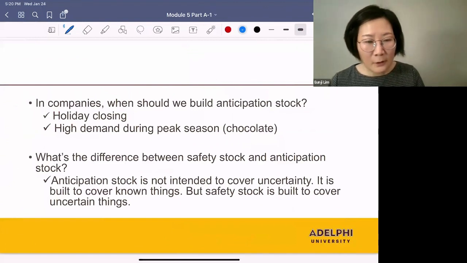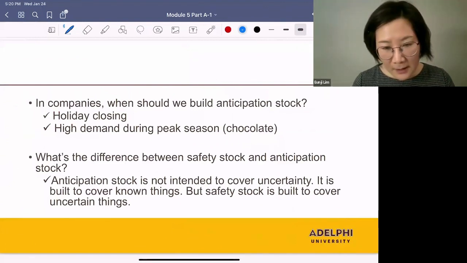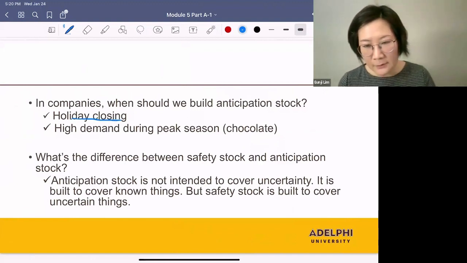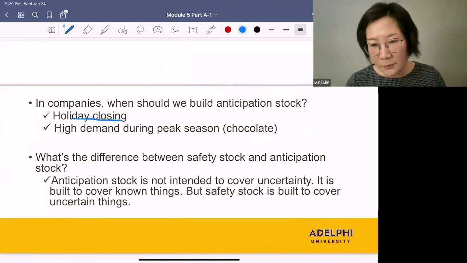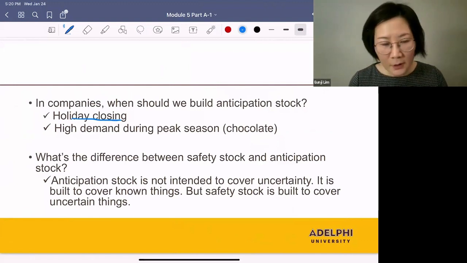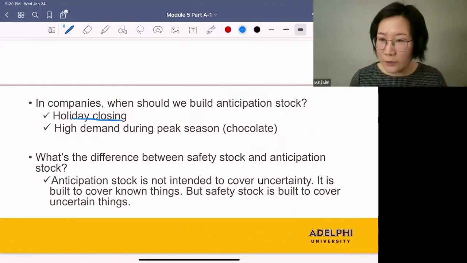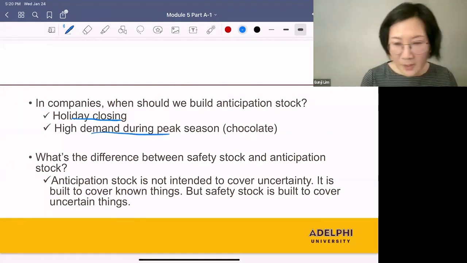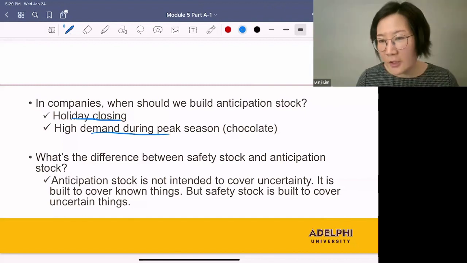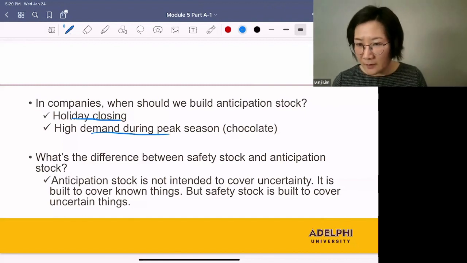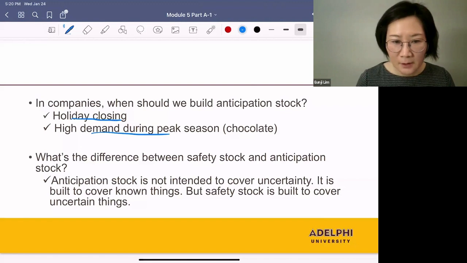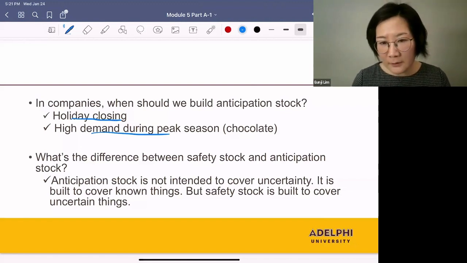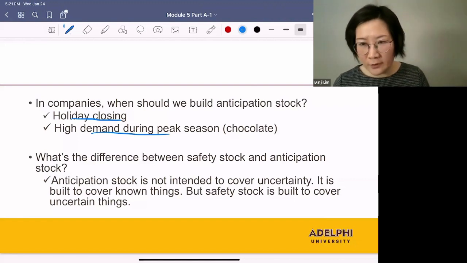So in companies, when should we build anticipation stock? Companies are closed for holidays. We know that for certain. And so before the holiday season comes, we need to produce more stock so we can sell them during the holidays. High demand during peak season. If you're selling chocolate, you'll see peak demand on Valentine's Day. So before the peak season comes, you can produce more stock so we have enough inventory during the peak season.